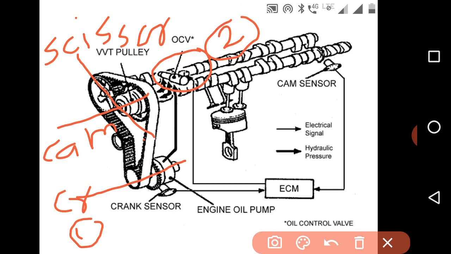Now this oil control valve will apply the oil pressure over the camshaft. So this oil control valve will retard the speed of the camshaft.